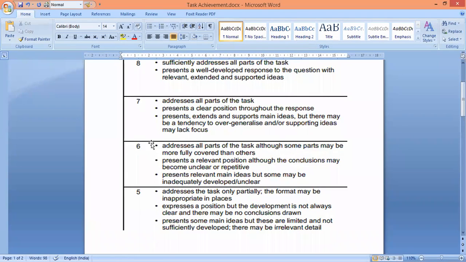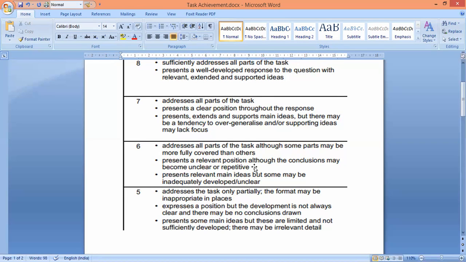Let's say we all are at the level of 6 or between 6 and 7. So let me start with 6, because most of you are not planning for band 5. When you do 6, they say that you address all parts of the task, although some parts may be more fully covered than others. It means if there are 2 questions in the essay, you are giving more focus to one question than the other.